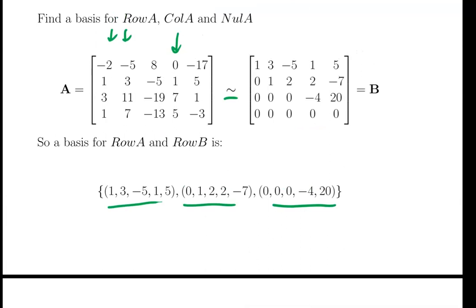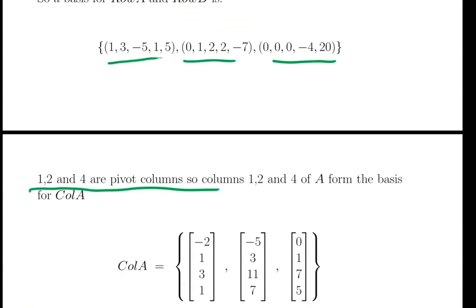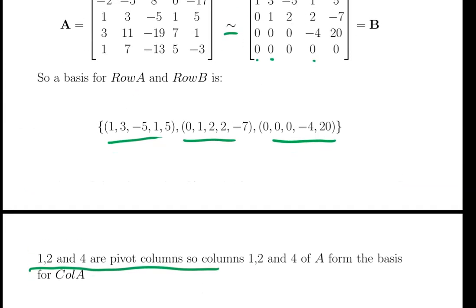You should know why B wouldn't work. If you use B for the column space, we're not going to be able to get the entries in this. There's no way to get 1, 7, and 5 with all the zeros here. So you have to go back to A for the column space. The basis is just columns 1, 2, and 4 of A, because those are the pivot positions.